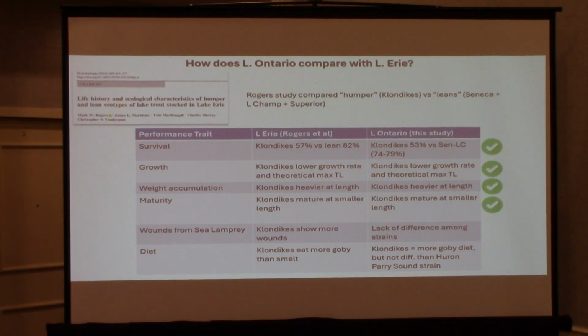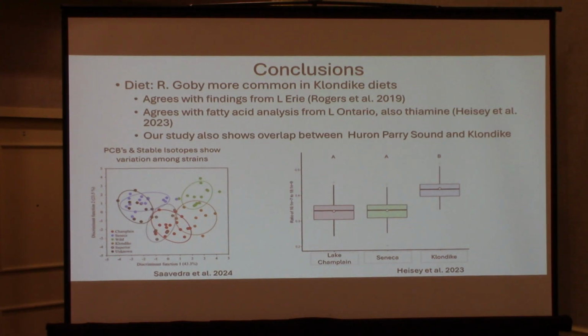Diet, Klondikes in Lake Erie tended to eat more goby compared to smelt. Smelt's not a really primary forage in Lake Ontario. We have alewife instead, that's the primary forage. So we did see that Klondikes ate more goby, but it wasn't different than what we think is another lean strain, the Huron Parry Sound fish. So like I mentioned, our diet results pretty much agree with Lake Erie. They also tend to agree with some of the stuff that Caleb showed earlier for fatty acid analysis.